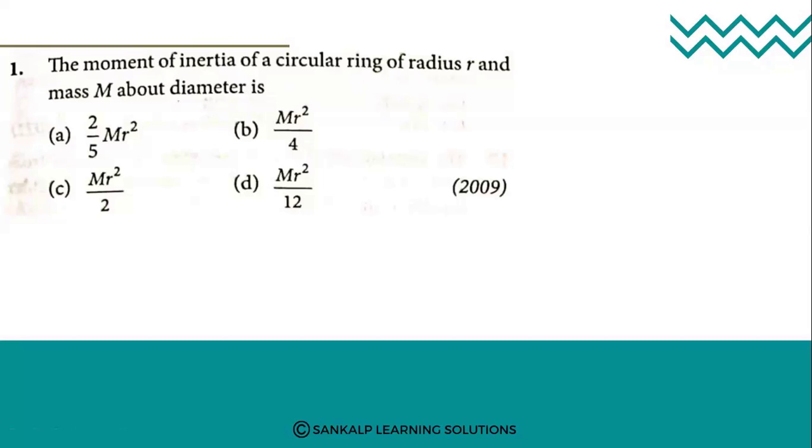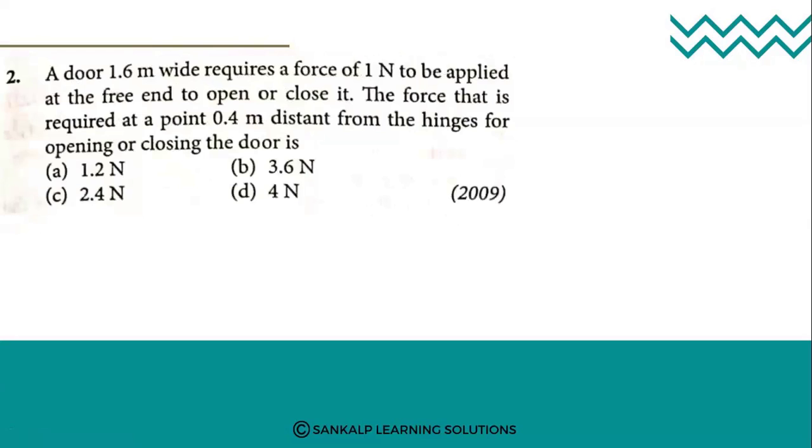Yes, option C. For the circular ring, option C is the right answer. That is mr square divided by 2. It is a direct answer. So the moment of inertia for the circular ring is given by mr square divided by 2. Okay. So next, let us see the next question.